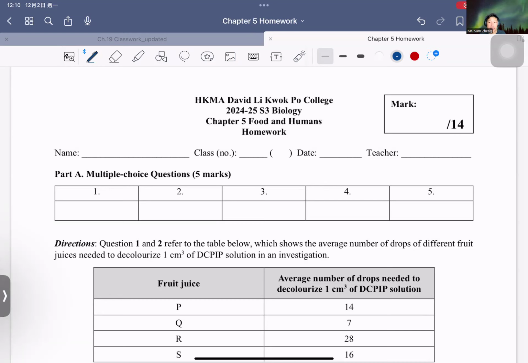So in this case, I would like to quickly use this homework, maybe this video, to serve as a revision for you. And for the Chapter 5 homework, I will distribute it to you tomorrow, which is Tuesday, so that you can quickly have a look at your homework and see what mistakes you have, so that you can have the revision at home.